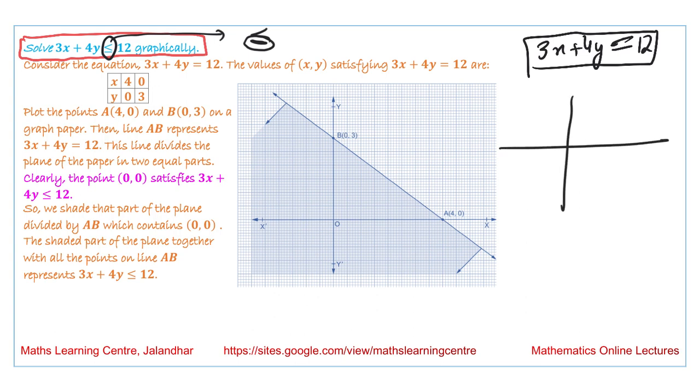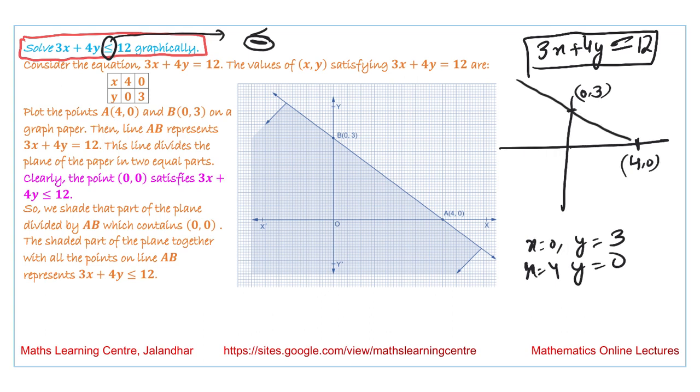To draw this line 3x plus 4y, if we substitute x is equal to 0, we obtain the y value, which is equal to 3. When we substitute y is equal to 0, we obtain x is equal to 4. So the point on the x axis is 4 comma 0, and on the y axis we have the point 0 comma 3. So we are going to draw a thick line in this form. This line is basically for the equality sign, 3x plus 4y is equal to 12.